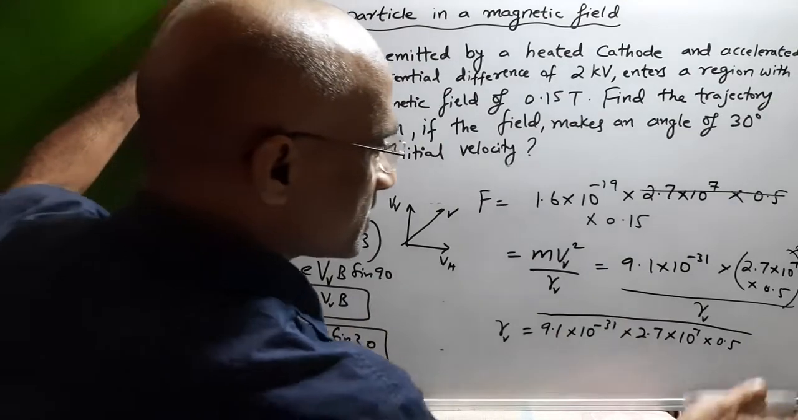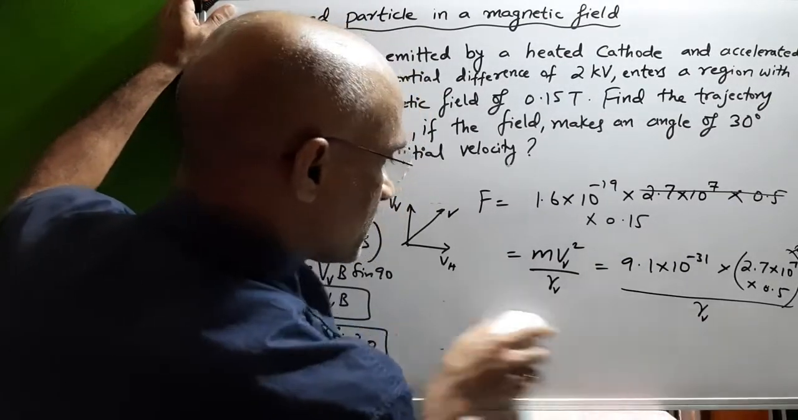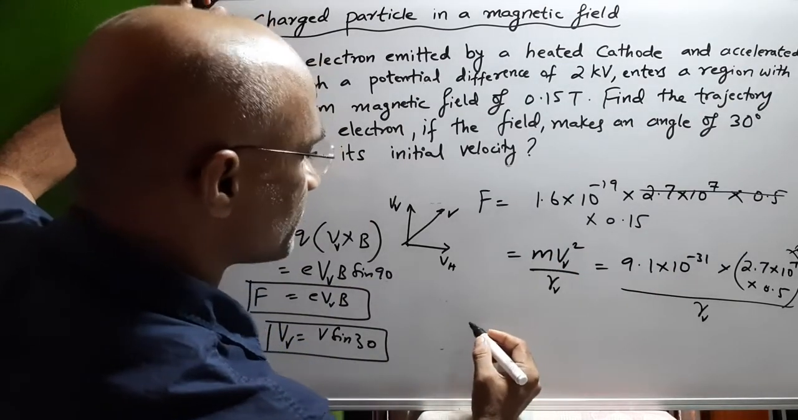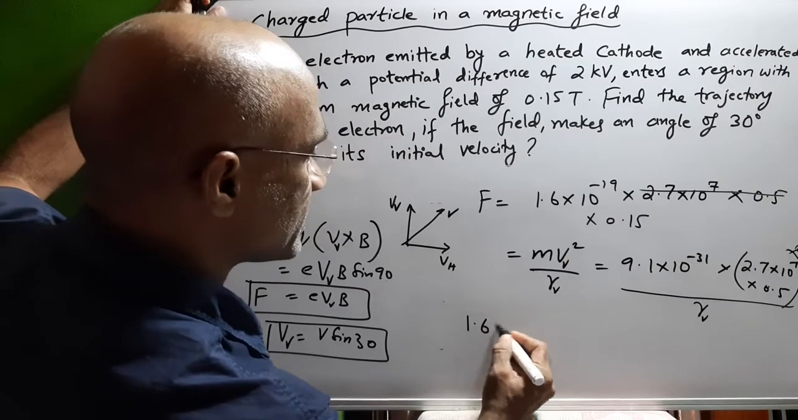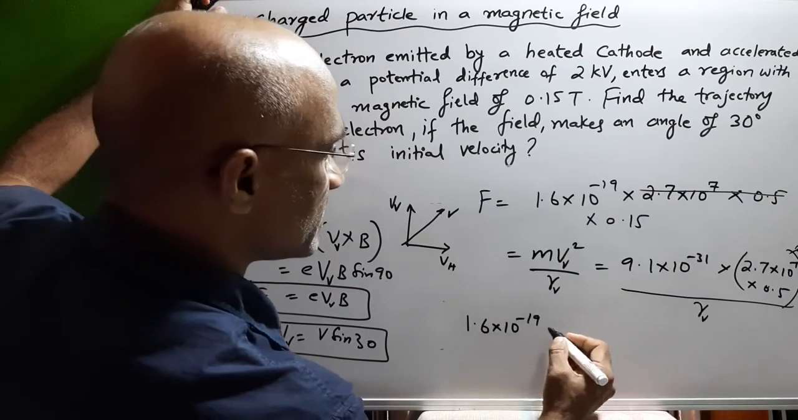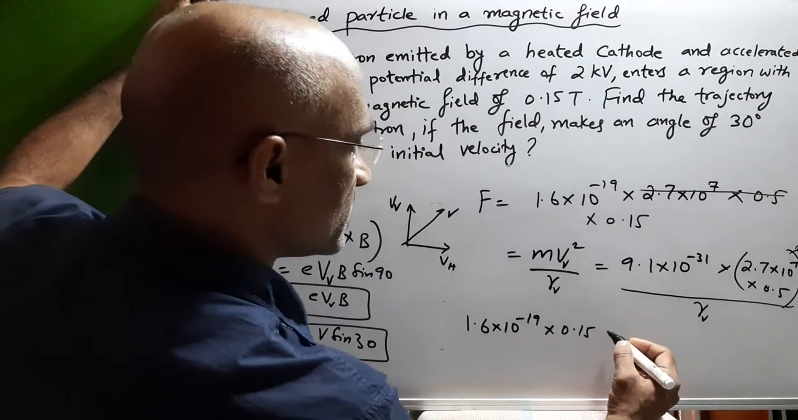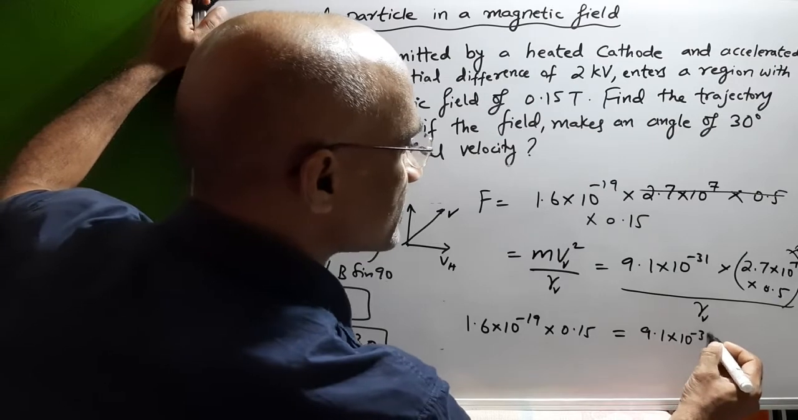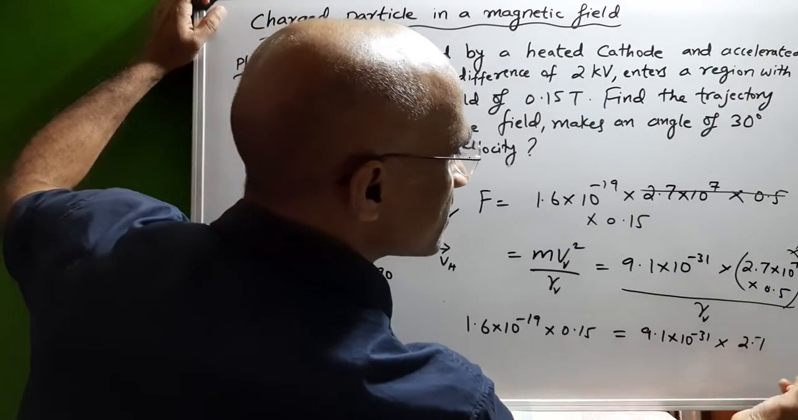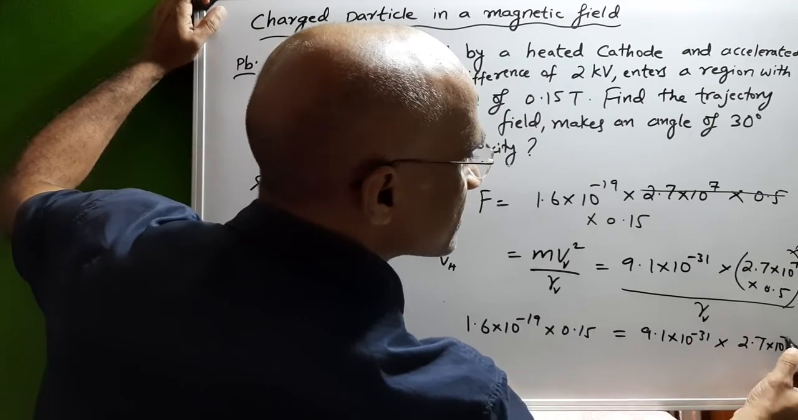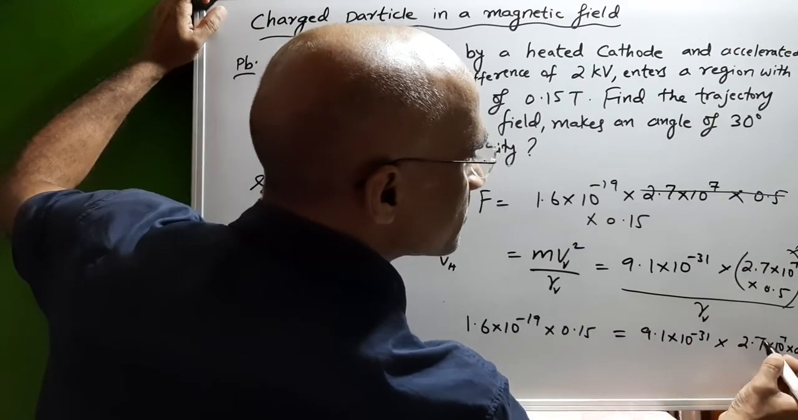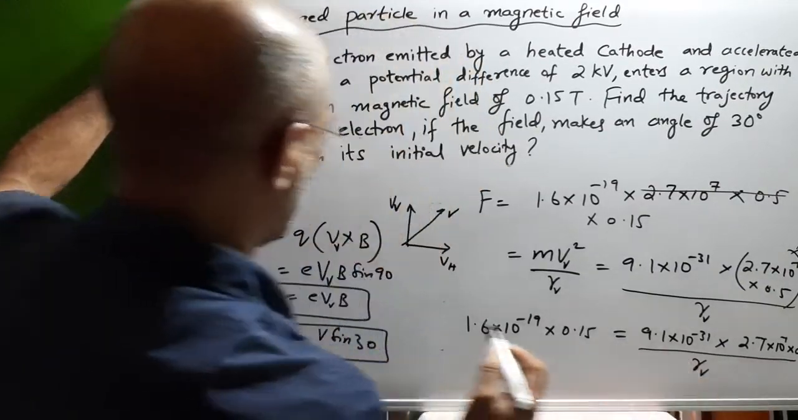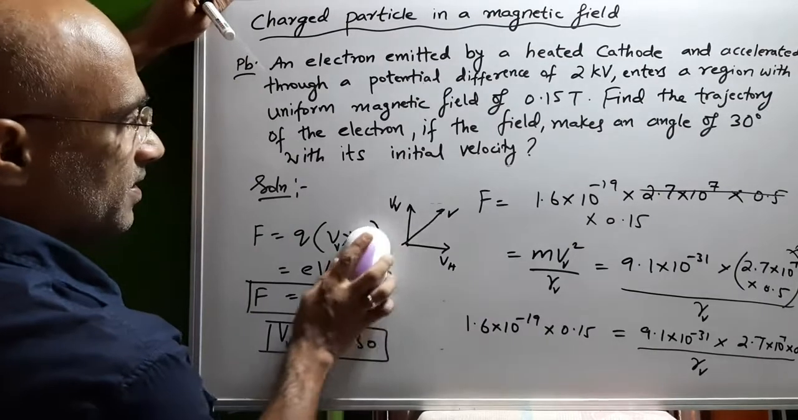Let me rewrite that part. Rewriting it, we get 1.6 into 10 power minus 19 into 0.15 is equal to 9.1 into 10 power minus 31 into 2.7 into 10 power 7 into 0.5, divided by rv.